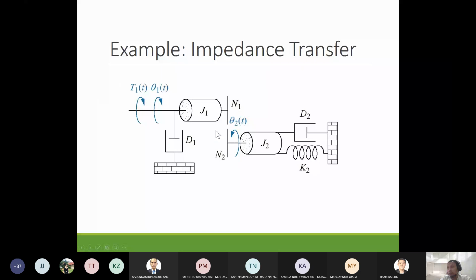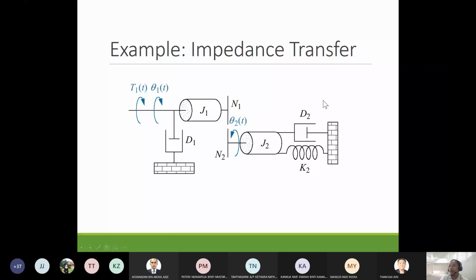Okay, so let's look at another example. Here we have T1 and theta 1 located on this shaft. Now this shaft has mass J1 and also damper D1. Compared to the previous example, where we had nothing on theta 1, now on theta 1 we have J1 and D1. On theta 2, we have the same thing: J2, damper D2, and spring K2. So the difference here is we have J1 and D1 on theta 1.